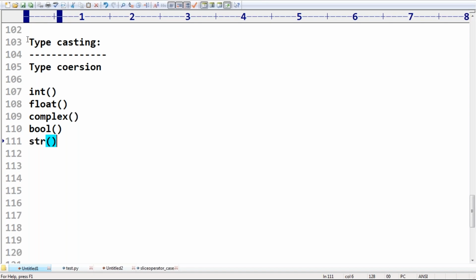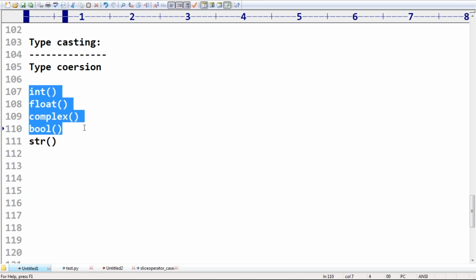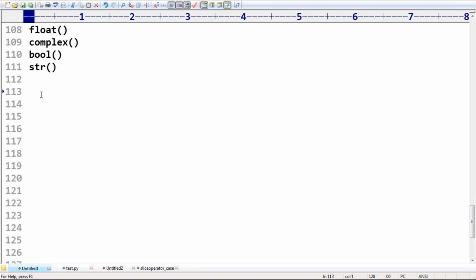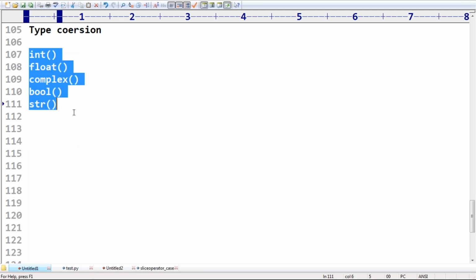By using int, float, complex, bool, and str, you can convert from one type to another type. Remember this one, sir. One type to another type we can convert. These functions are by default considered typecasting functions.